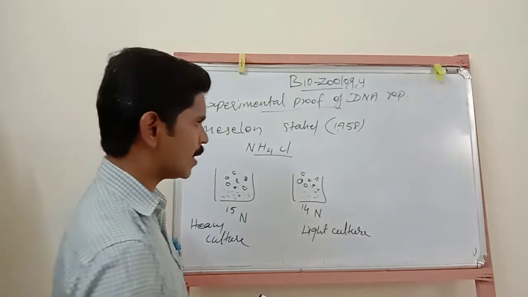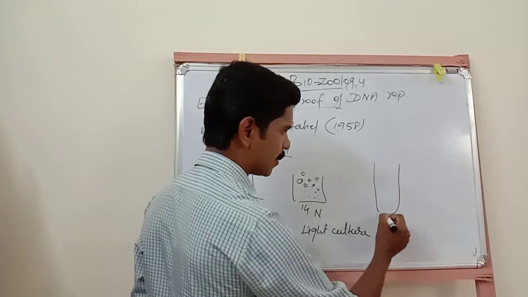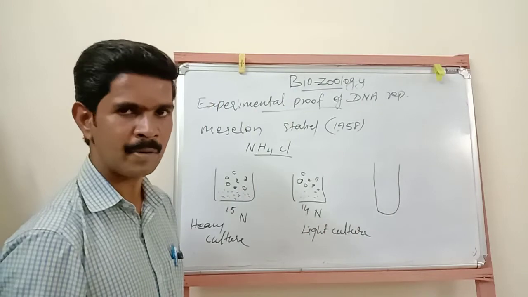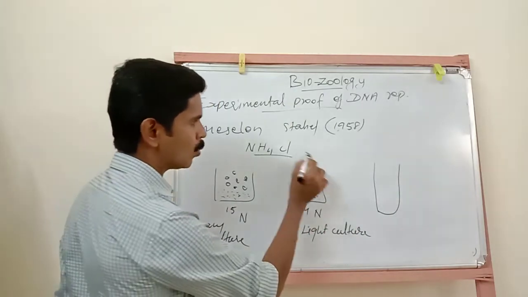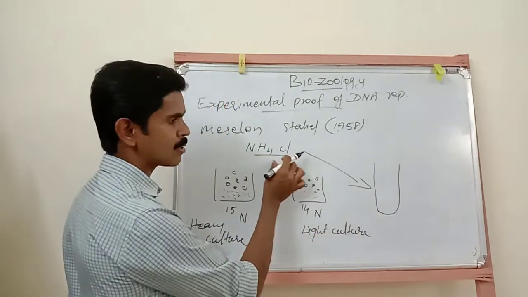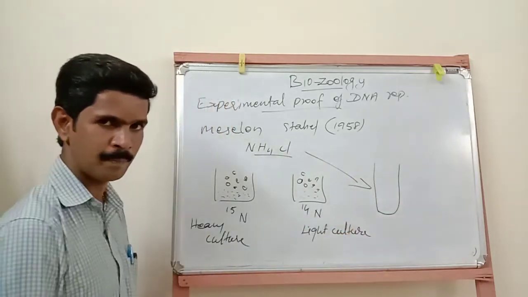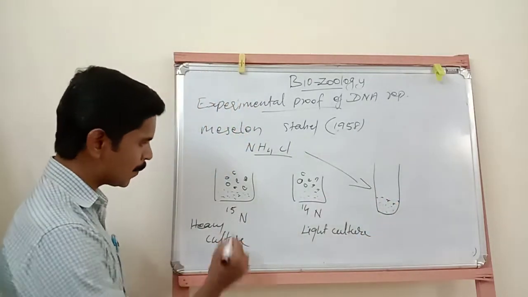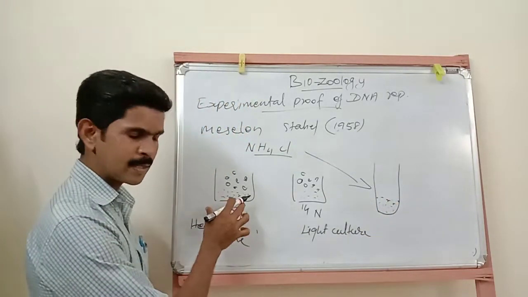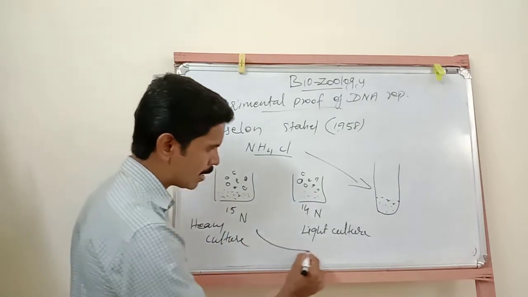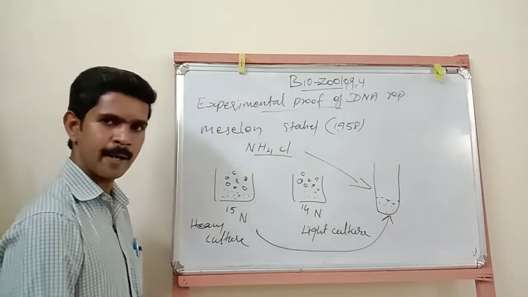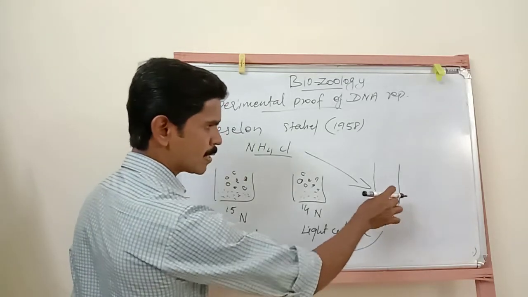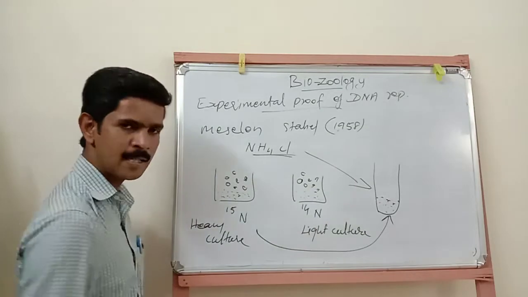Now listen very carefully. They have taken another culture medium. In this culture medium, they didn't add any isotope, neither heavy nor light, but they added one nitrogen source. The same NH4Cl was added in this culture medium also. Now, this heavy DNA, already told you was in the heavy culture medium, is now transferred to this culture medium, where NH4Cl is present.